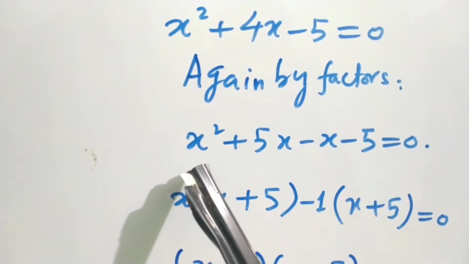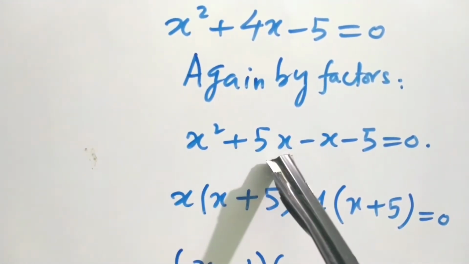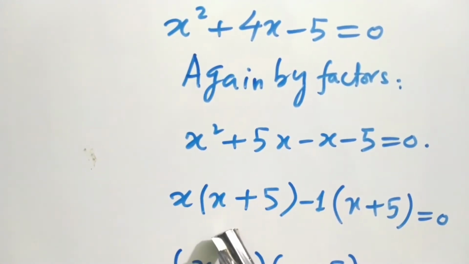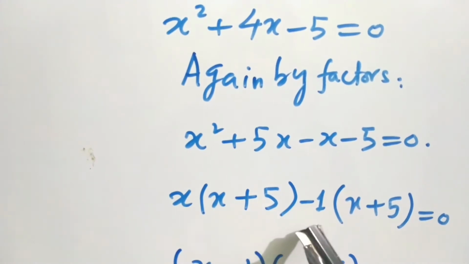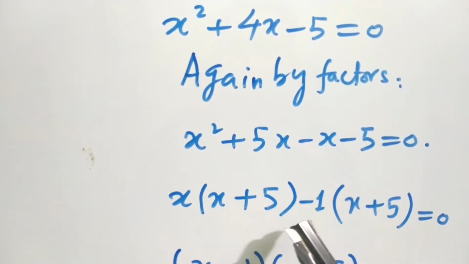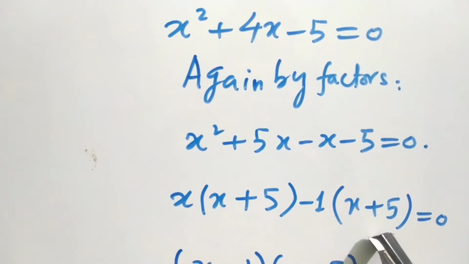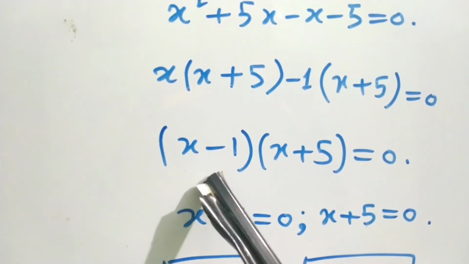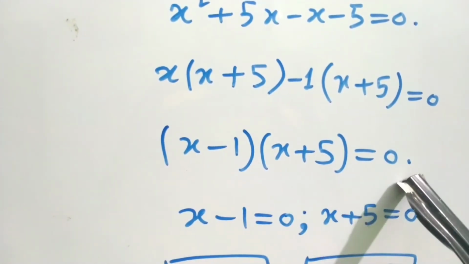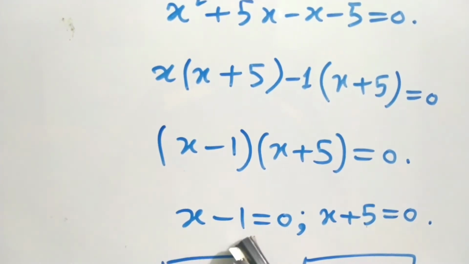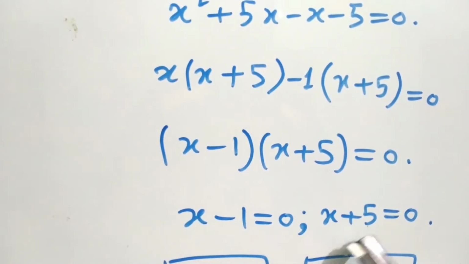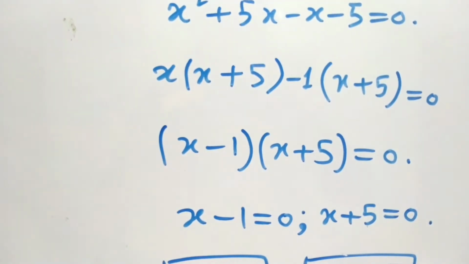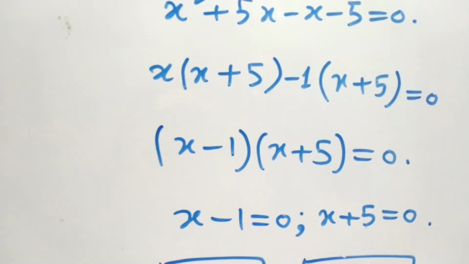So if we see this x square plus 5x, the common term is x. We have taken it out together outside. So x plus 5 will be inside the bracket. And in these two terms, minus 1 is common, and x plus 5 will remain in the bracket. Now the final factors are x minus 1 and x plus 5, both equal to 0. We can take them one by one as 0. x plus 5 is equal to 0. x minus 1 is equal to 0, so the value of x is equal to 1, and x is equal to minus 5.